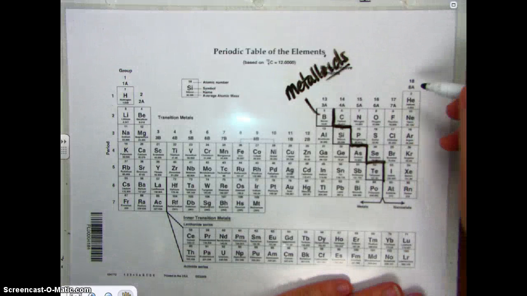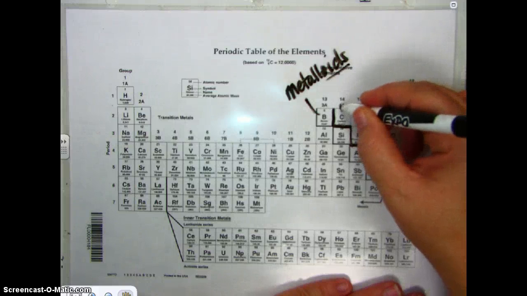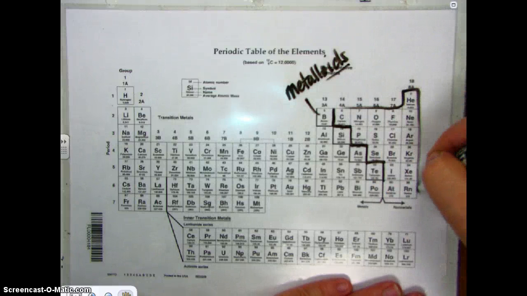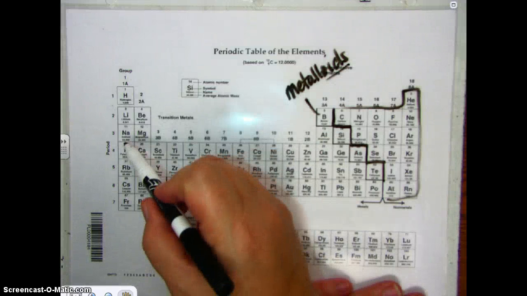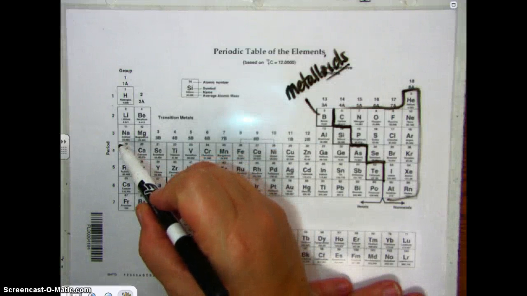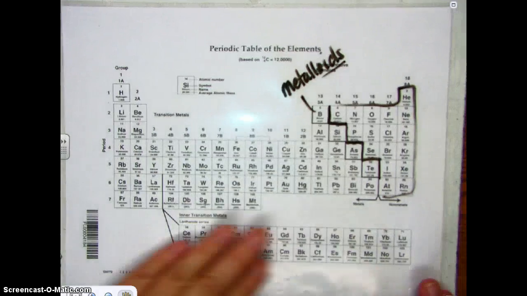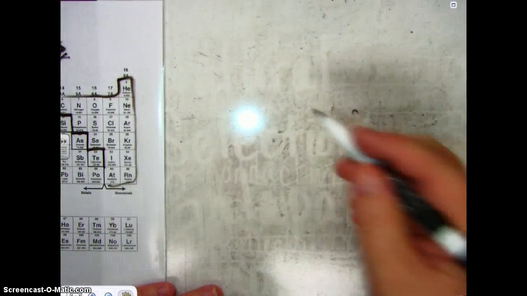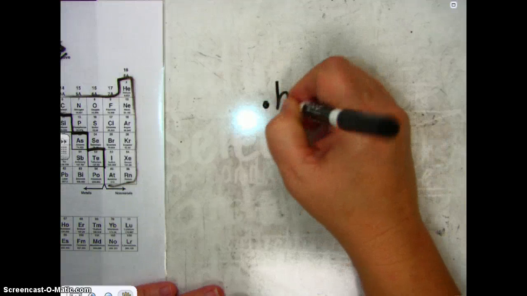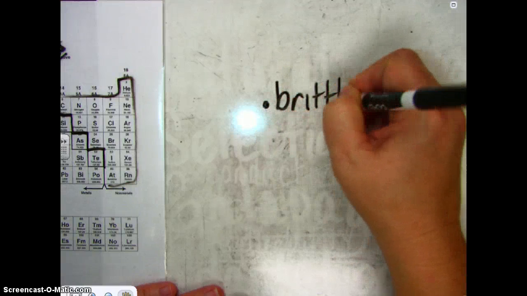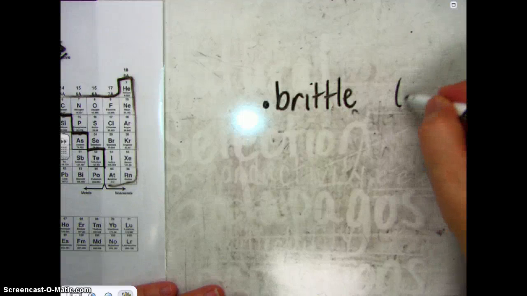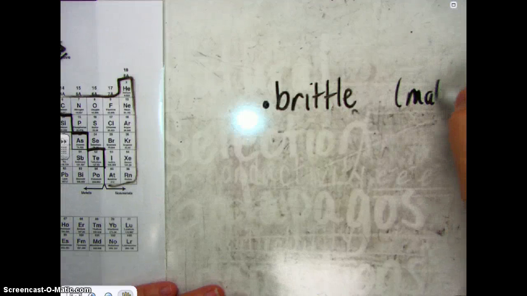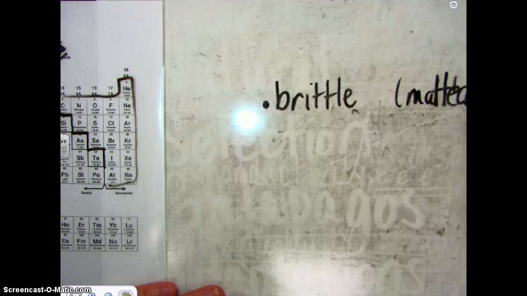The non-metals are these elements on the right-hand side, and they have properties that are the opposite of the metals. The properties of non-metals are that they are brittle, and that would be opposite to malleable. So the metals are malleable, the non-metals are... M-A-L-L-E-A-B-L-E, sorry.